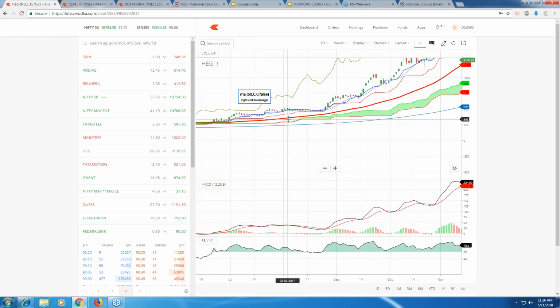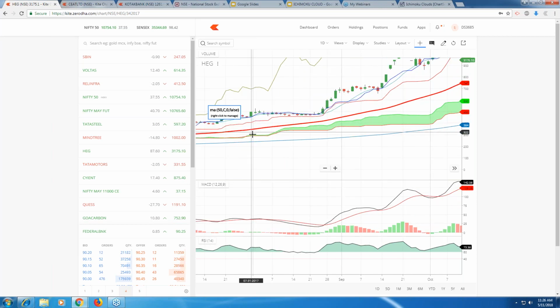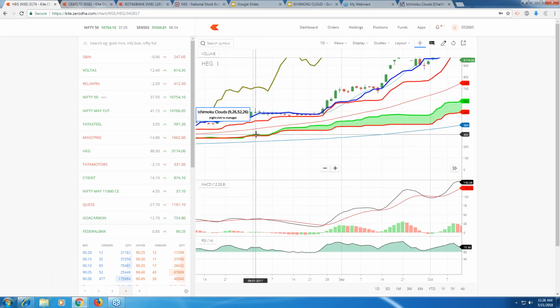The bottom part of the cloud is the stop loss. You have various stop losses. You have this baseline as your stop loss. You have your Span A as your stop loss. Span B is your stop loss. You have various stop losses, right?